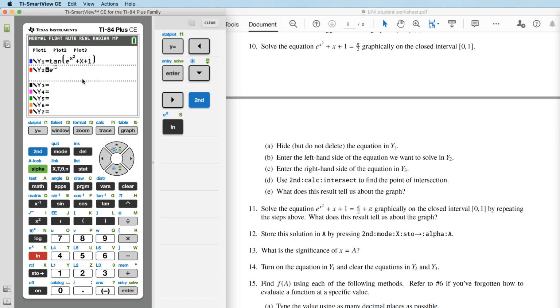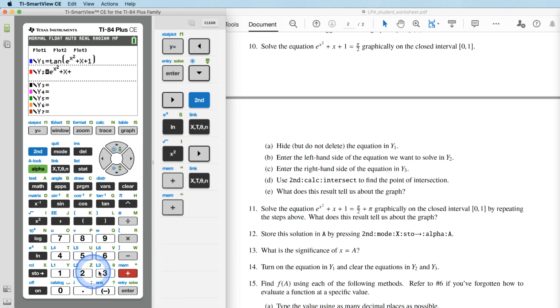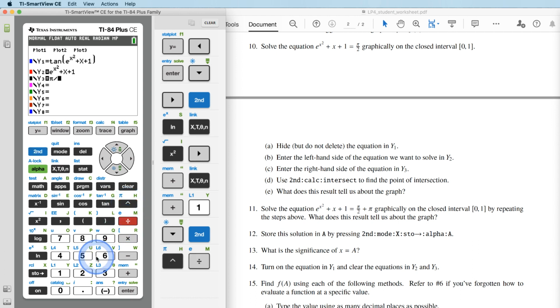Okay, so when we solve an equation graphically, we can graph the left-hand side separately from the right-hand side, and then we're looking for a point of intersection. So I'm entering the left-hand side of the equation, which is e to the x squared, bring your cursor down, plus x plus 1. That's the left-hand side of my equation. The right-hand side of the equation is pi over 2. So second, and then the caret gives me the pi symbol, divided by 2. So there I have y2 and y3, left-hand side, right-hand side. We want to graph those and see where they intersect.